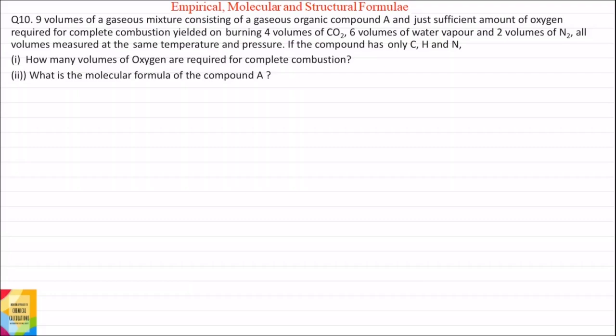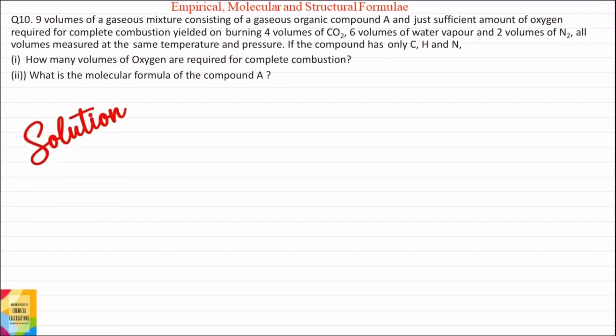Question 10. 9 volumes of a gaseous mixture consisting of a gaseous organic compound A and just sufficient amount of oxygen required for complete combustion yielded on burning 4 volumes of carbon dioxide, 6 volumes of water vapor and 2 volumes of nitrogen. All the volumes measured at the same temperature and pressure. If the compound has only carbon, hydrogen and nitrogen, first, how many volumes of oxygen are required for complete combustion? Second, what is the molecular formula of the compound A?